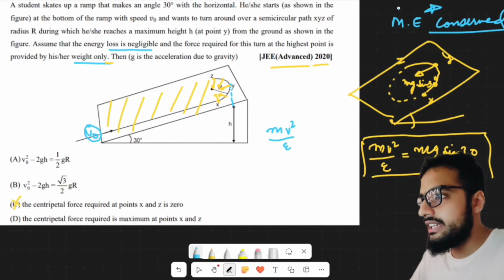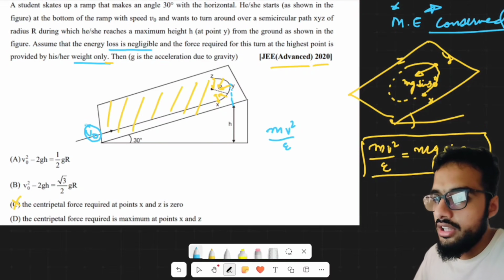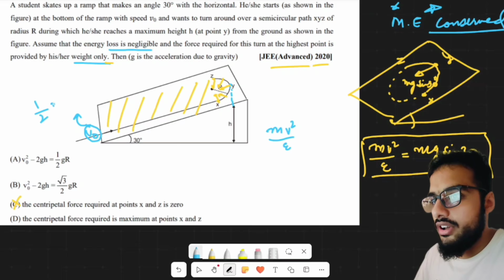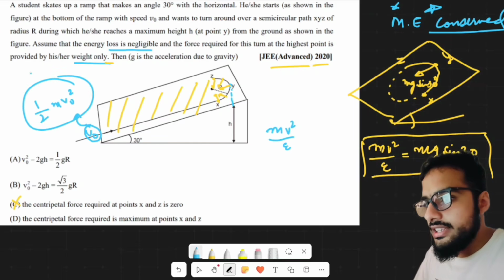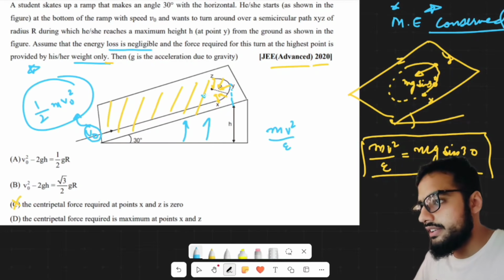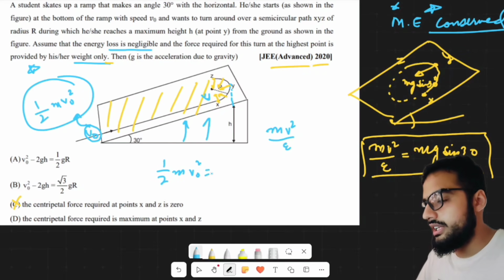If the mechanical energy is conserved and the initial kinetic energy is given as half of mv naught square, isn't that energy only being converted into potential energy, because the height is increasing as well as the velocity will be decreasing? Isn't that so? Height is increasing, so can we say half of mv naught square is the initial mechanical energy, because initially we are taking this as the reference line.